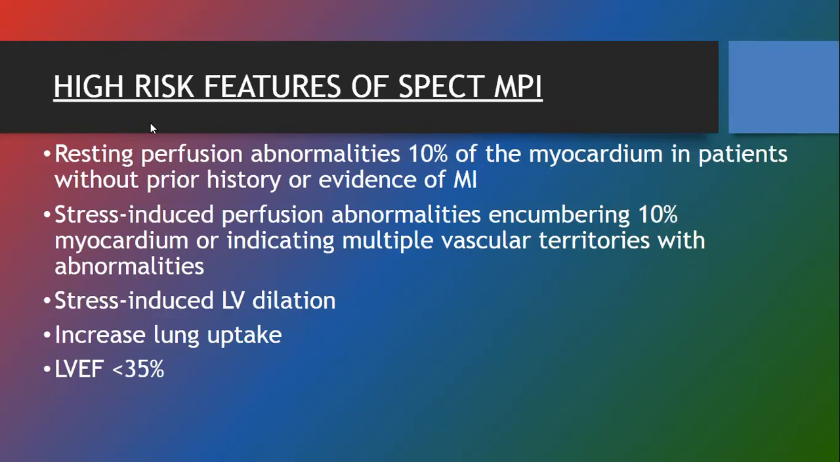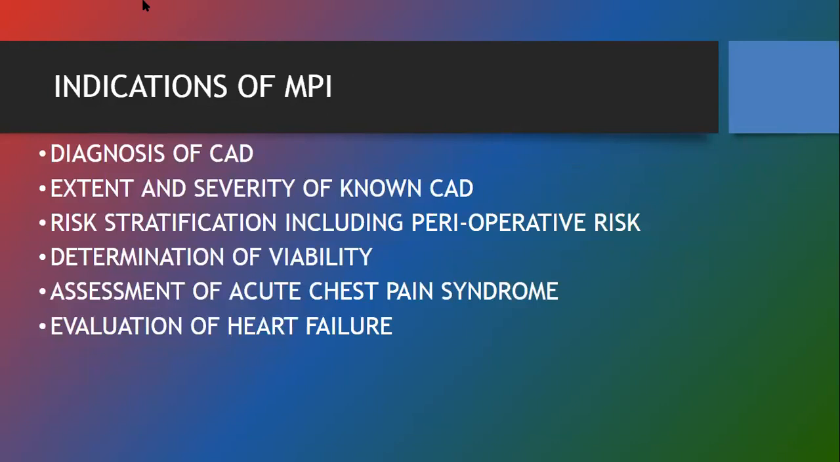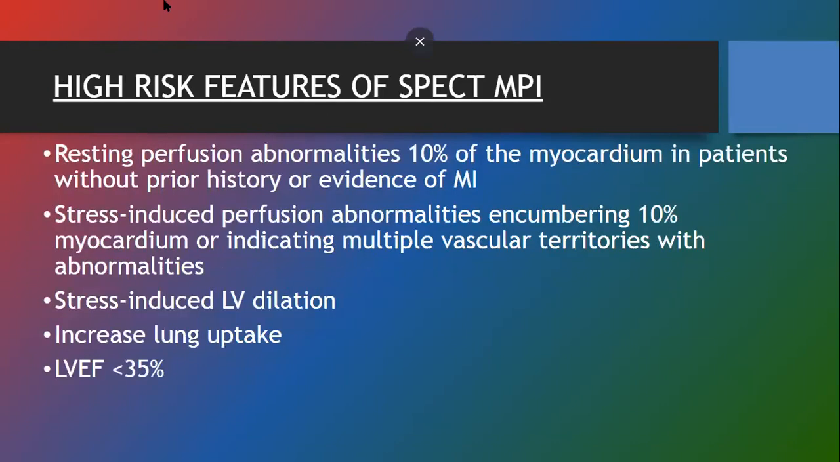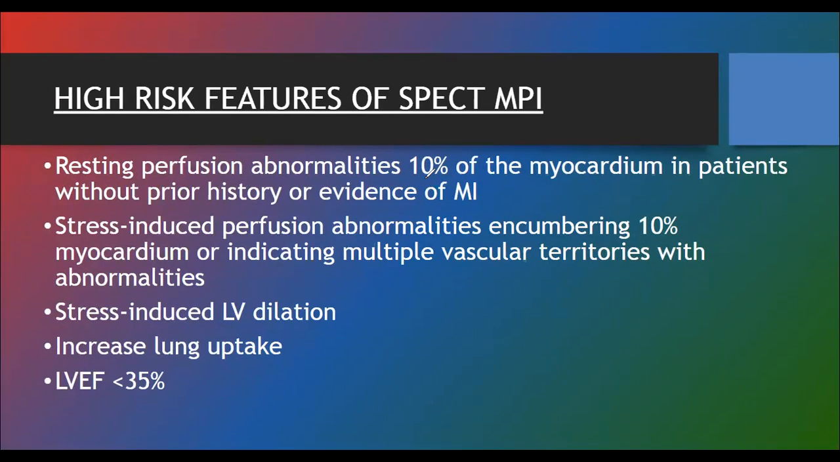These are the few high risk features of SPECT MPI. Abnormalities involving 10% means 3 or 4 segments, or stress induced abnormalities of 3 or 4 segments. Stress induced LV dilation, increased lung uptake. Increased lung uptake is a feature of thallium scan, not of technetium. LVEF less than 35%. So all these are high risk features on SPECT MPI.